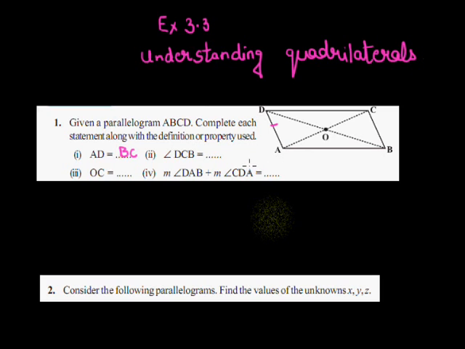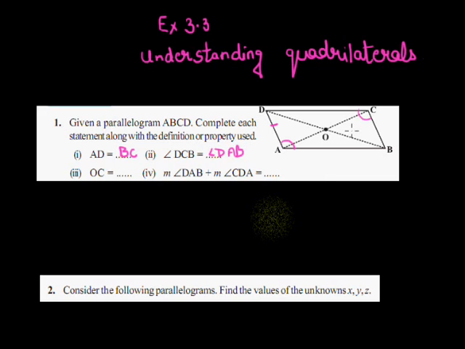If we come to the second part, angle DCB. Now we all know that in the parallelogram the opposite angles are equal. So this angle DCB will be equal to the opposite angle, that is angle DAB. The property being used is the opposite angles of the parallelogram are equal.